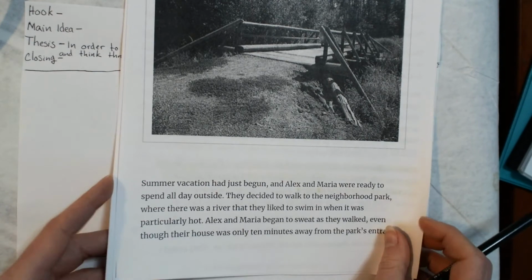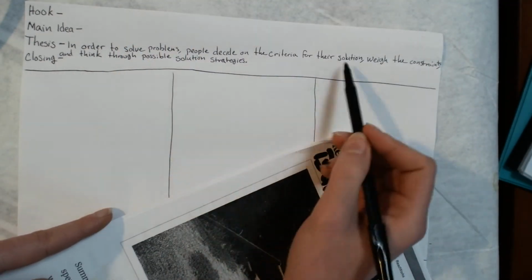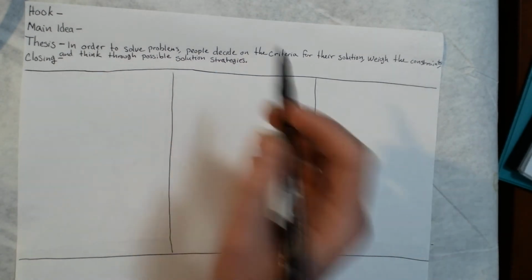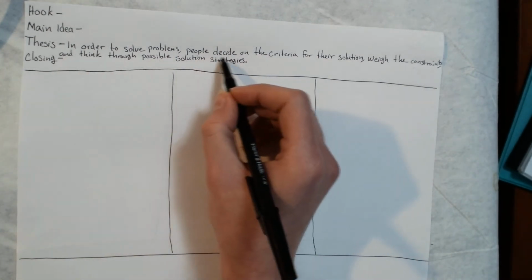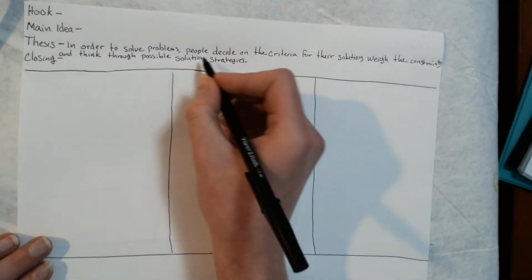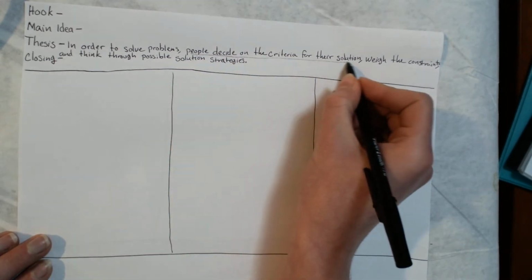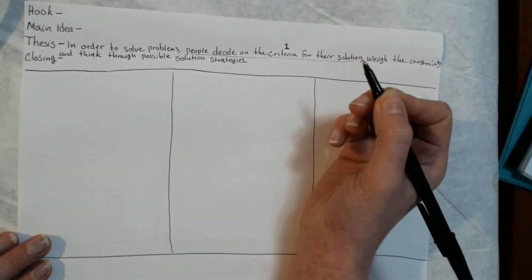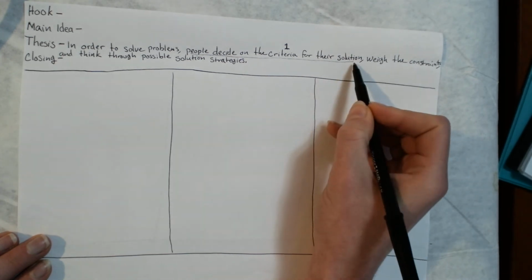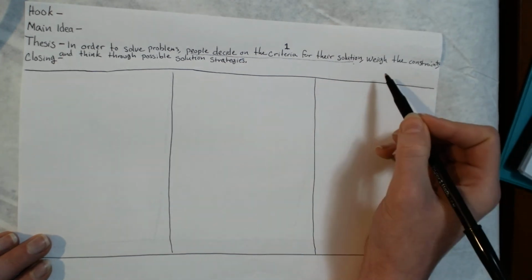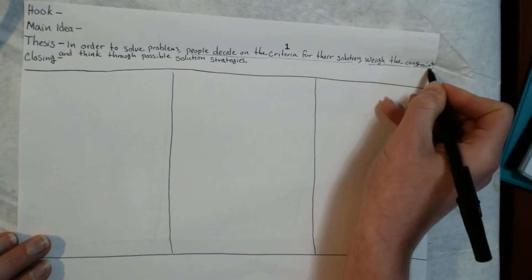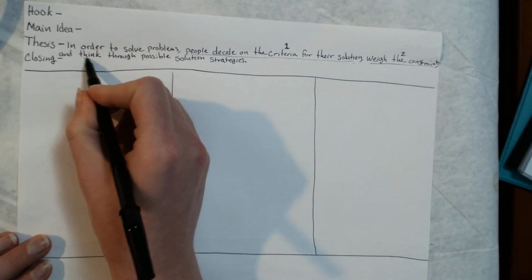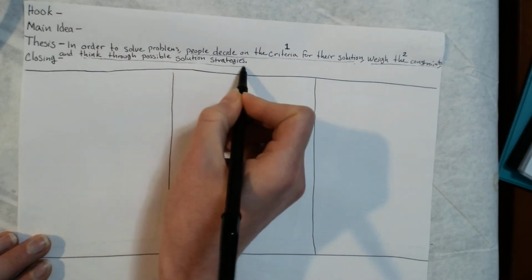I need to know that I can quote things to go with each of my 3 main points. So I'm going to look here. The first main point is, in order to solve problems, people decide on the criteria for their solutions. This is my point 1. The first thing people need to do is decide on the criteria for their solution. This is my second point. They weigh the constraints. And my third point is that they think through possible solution strategies.